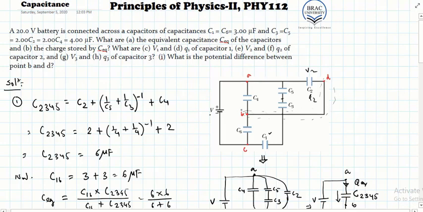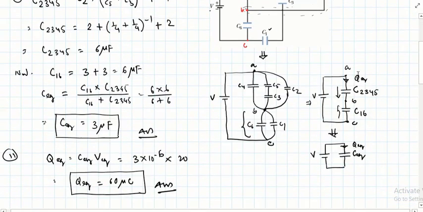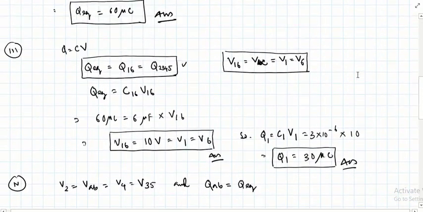This is the same point, so that's why the difference between these two points will be basically 0. Okay, thank you very much.